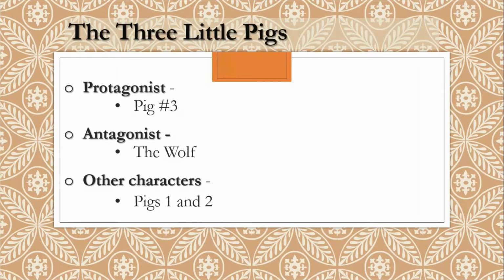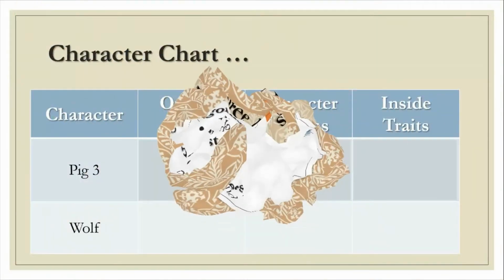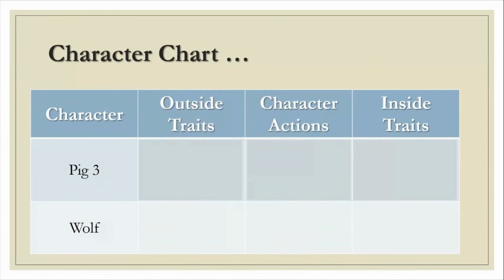Now, remember that we're doing characterization, right? So let's go ahead and look at this. Okay, so this is my character chart, and you will be doing one of these. So we are going to go ahead and do pig number three together. And then I'm going to ask you to pause the video and you can do the wolf on your own. Okay? Deal? Excellent.